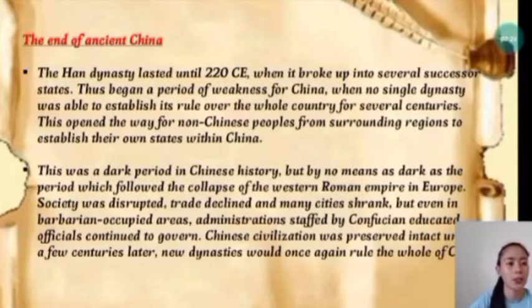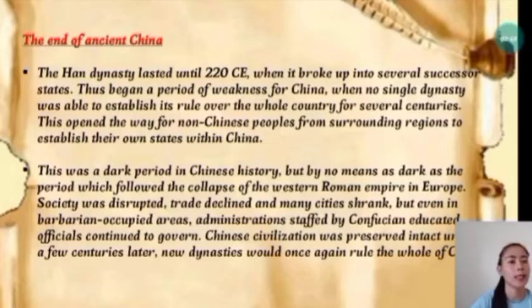The end of ancient China. The Han dynasty lasted until 220 CE, when it broke up into several successor states. Thus began a period of weakness for China, when no single dynasty was able to establish its rule over the whole country for several centuries.